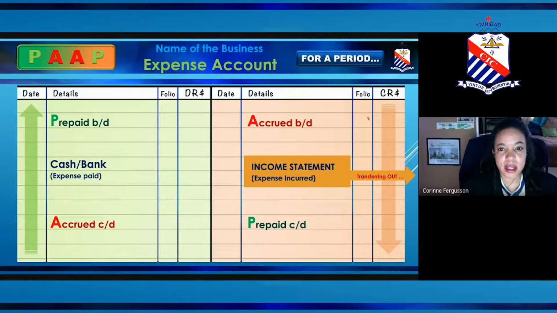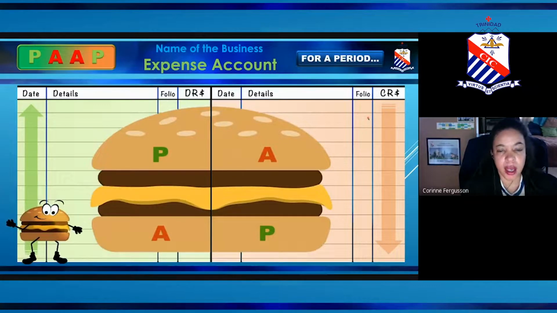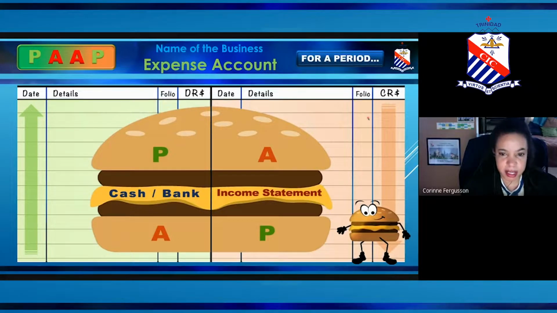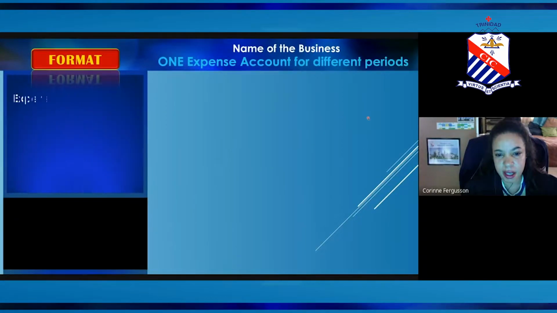So this is what it's going to look like. See if you could remember it as the burger. PAAP, is that simple enough for everybody, with your cash and bank on the debit side in the middle and your income statement in the middle? I hope you guys got that.